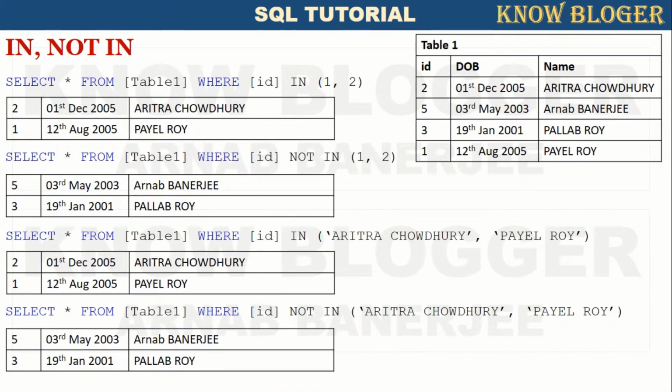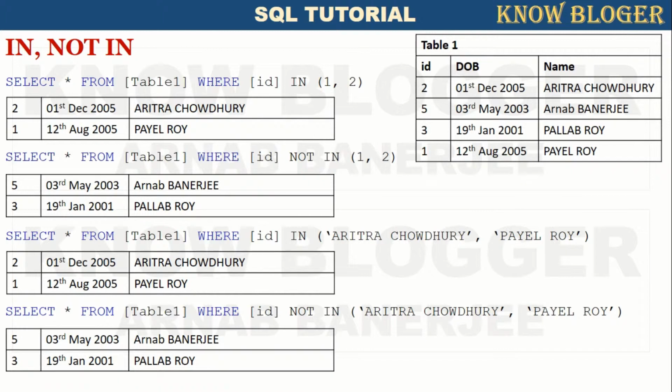So I have a statement, select star from table 1 where id in 1, 2. So it will check the records whose id is 1 and 2. So it is giving us 2 records. Now the second statement is saying select star from table 1 where id not in 1, 2. So it will check all records whose id is not available in the given array 1 and 2. So it will give us another 2 records whose id is 5 and 3.